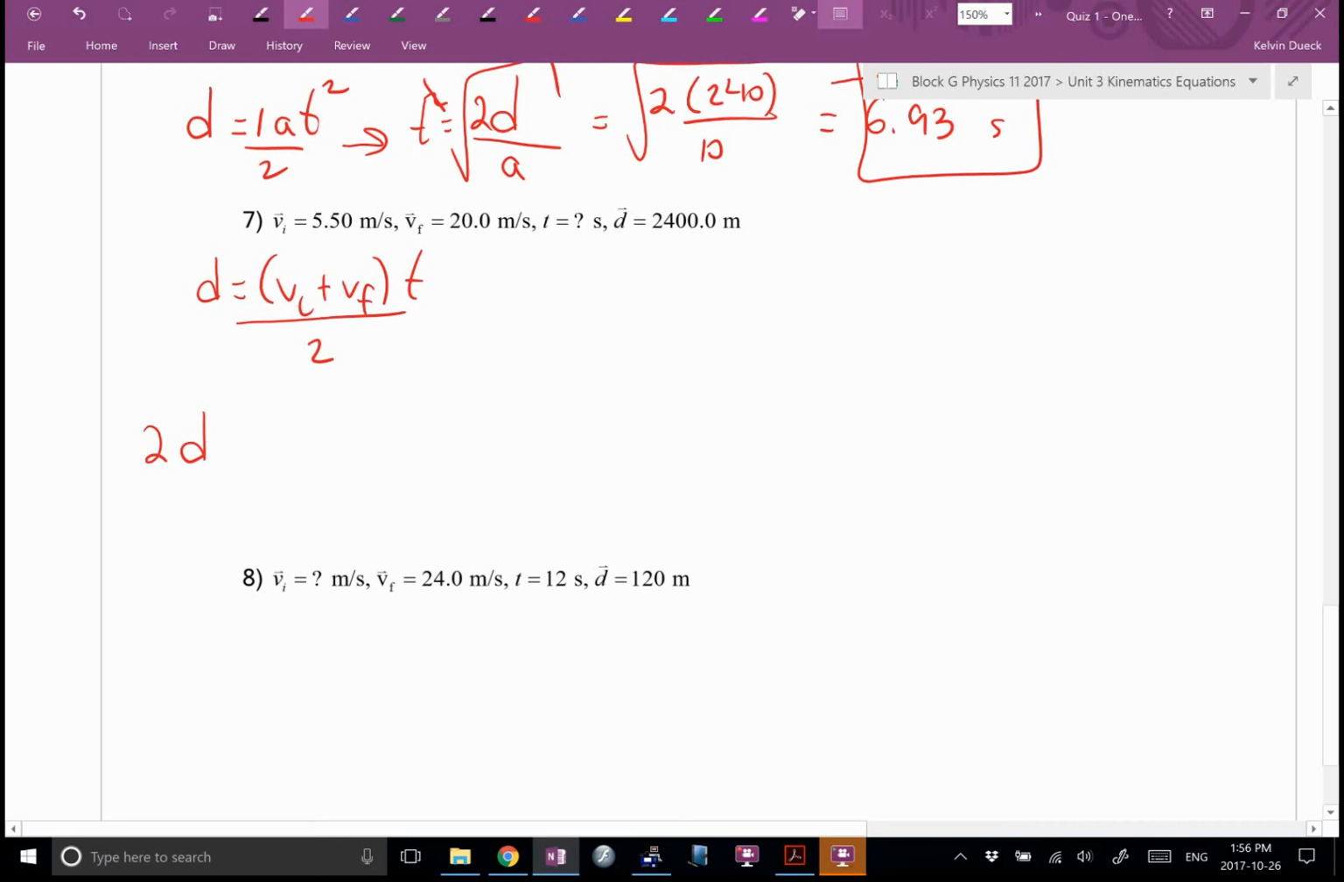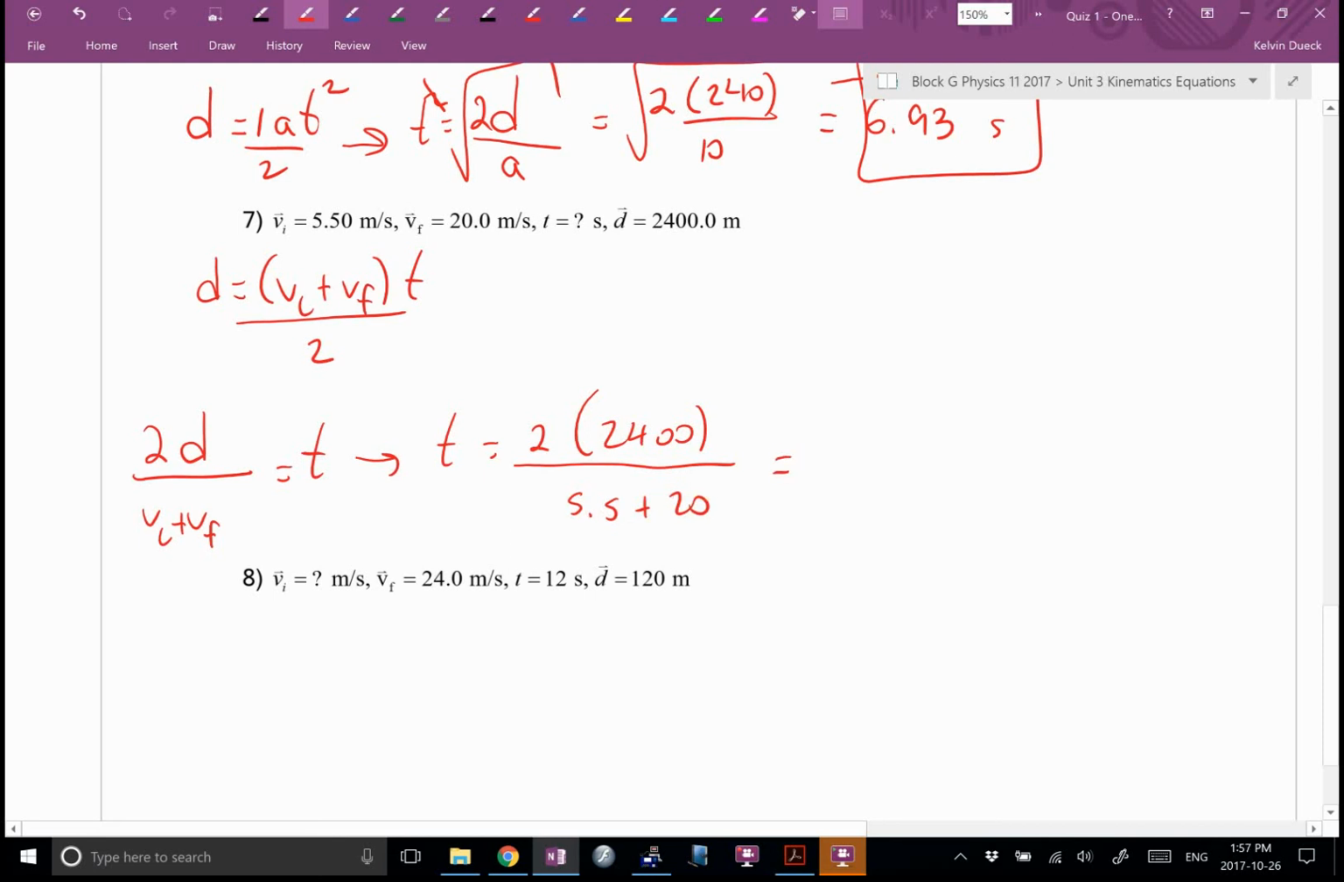Now, you ready? What's that bracket doing to the T? Multiplying. How will I move that bracket over? That equals T, or T equals that. Two times 2400, all divided by 5.5 plus 20.